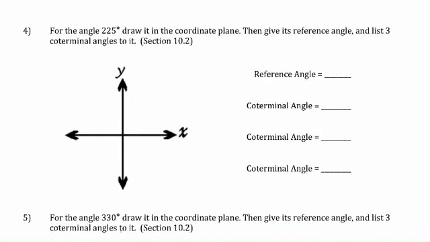Alright, I'm going to do numbers 4, 5, and 6 all in one video because they're all very similar. So it says for the angle 225, draw it in the coordinate plane, then give its reference angle and list 3 coterminal angles. And we'll talk coterminal in a second.